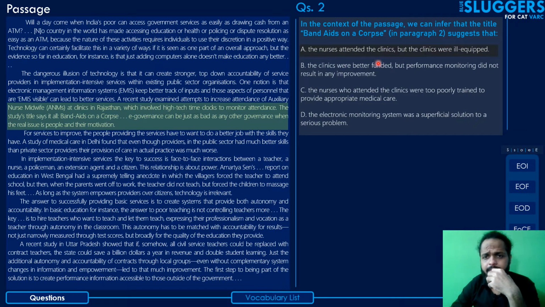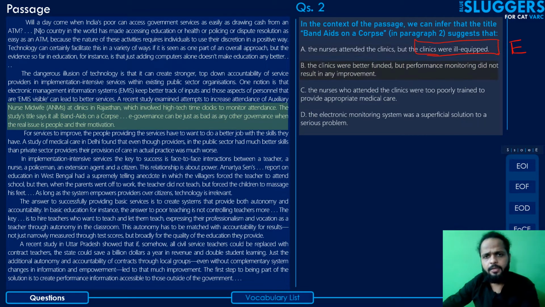The first one says the nurses attended the clinics, but the clinics were ill-equipped. So what the author means, we can infer from "Band-Aid on a Corpse," is that nurses attended the clinics, but the clinics were ill-equipped. No, the author's point was not about how well or badly equipped the clinics were. The author's point was that, well, you're trying to bring in technological intervention here, monitoring systems here, but that's anyways not the problem. The main problem is with the motivation here, and that's what you should be solving for, right? So that's Band-Aid on a corpse. You're not trying to solve the actual problem. You're just focused on something else that's not so helpful. And the actual problem was not about equipment, right? So definitely you can eliminate this option.